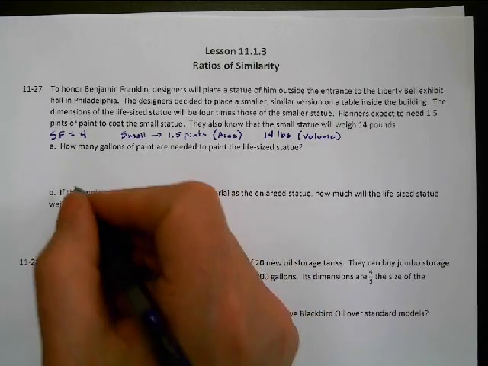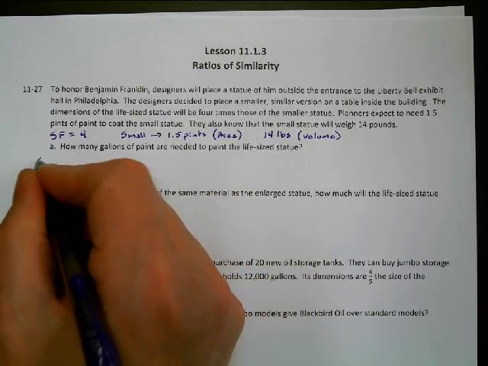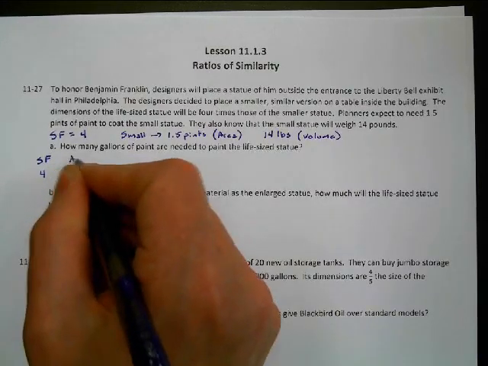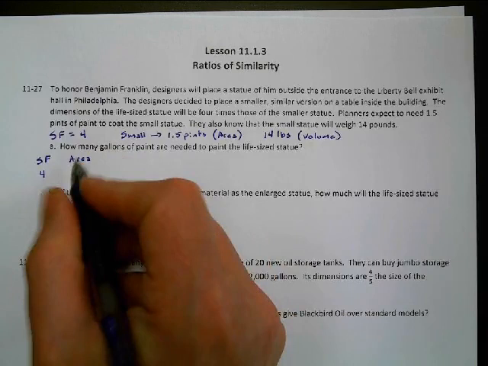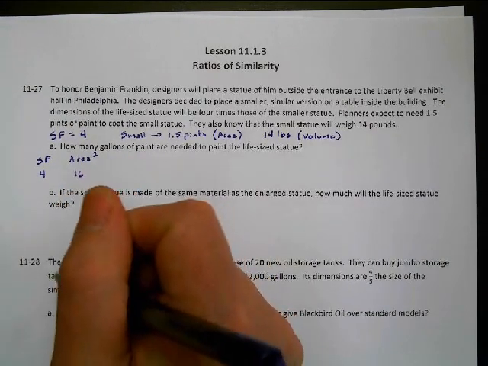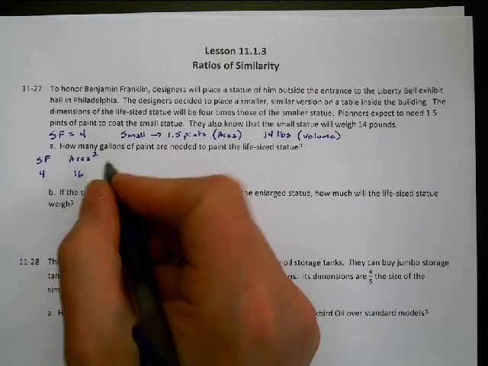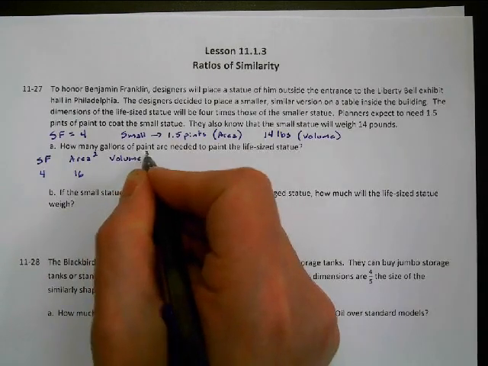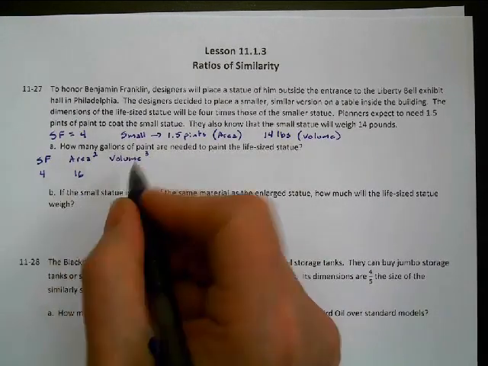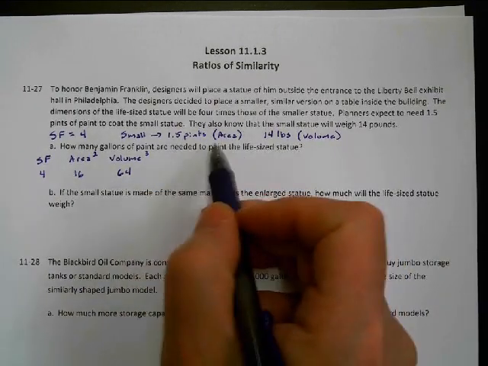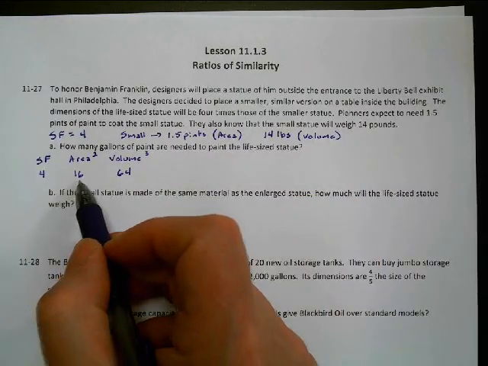All right, so we've got a scale factor of 4, which means the area should have a scale factor of 16, because area is in units squared, so it's the square of the scale factor. However, volume is in units cubed, so we should cube 4, and the volumes would have a scale factor of 64 instead. So for the paint, we're talking about the paint covering the outside, so that represents area.